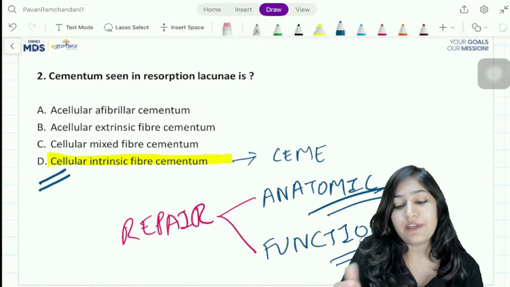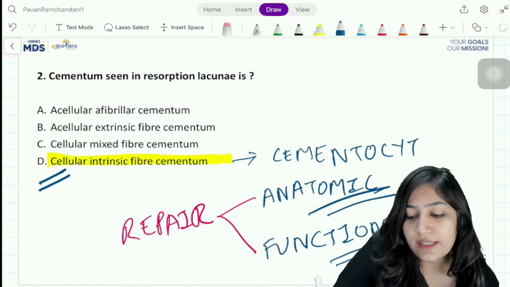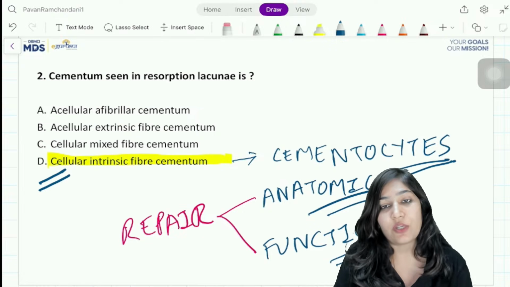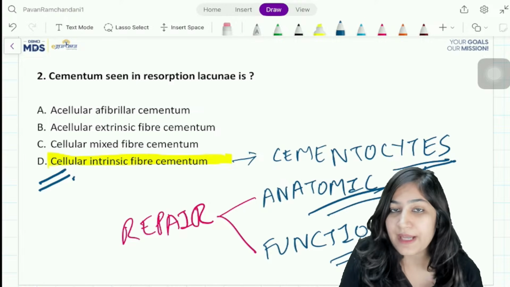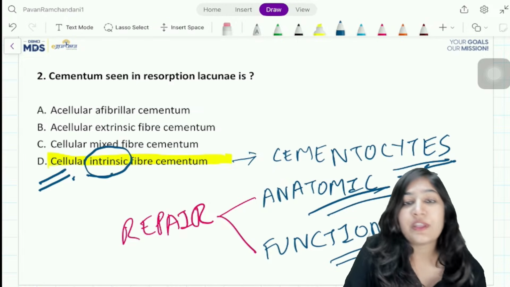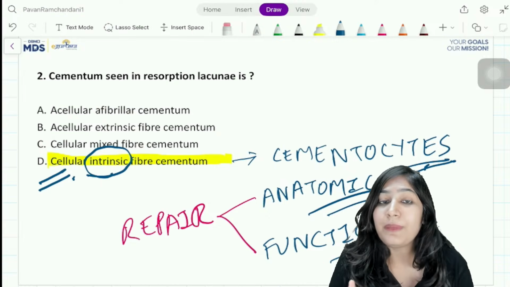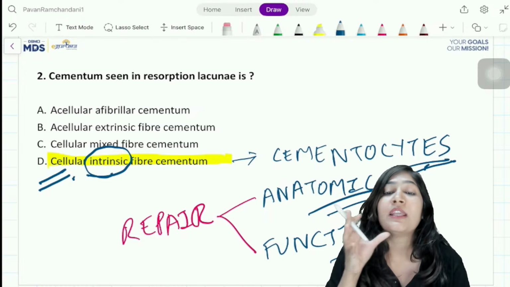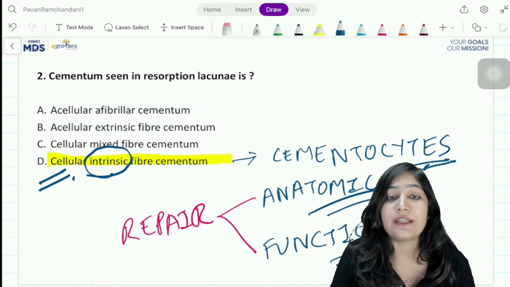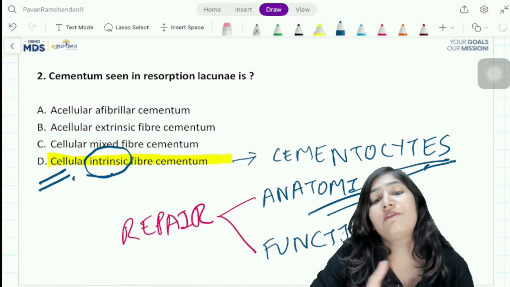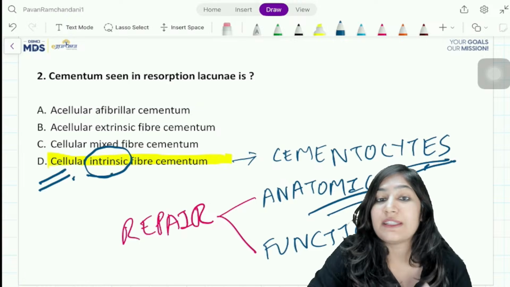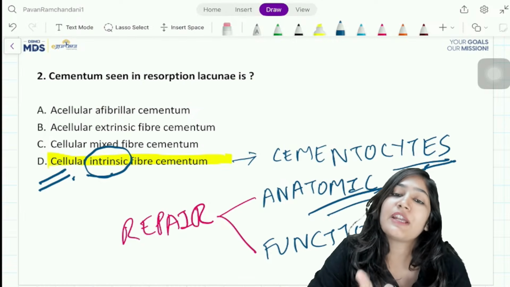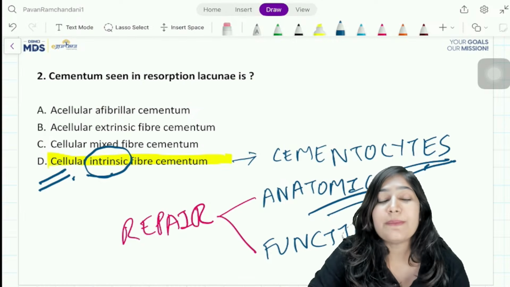Cellular cementum, definitely cementocyte cells are present in this. If it was acellular cementum, then there would be absence of cementocytes here. But as it is cellular, presence of cementocytes. Intrinsic fiber, so they are not the PDL fibers entering cementum. They are the fibers formed within the cementum, formed by the cells of cementum. So cementoblast cells will form fibers which are intrinsic fiber cementum. They are not Sharpey's fibers which are entering cementum from outside. They are the fibers formed by the cells within the cementum, cementoblast cells.